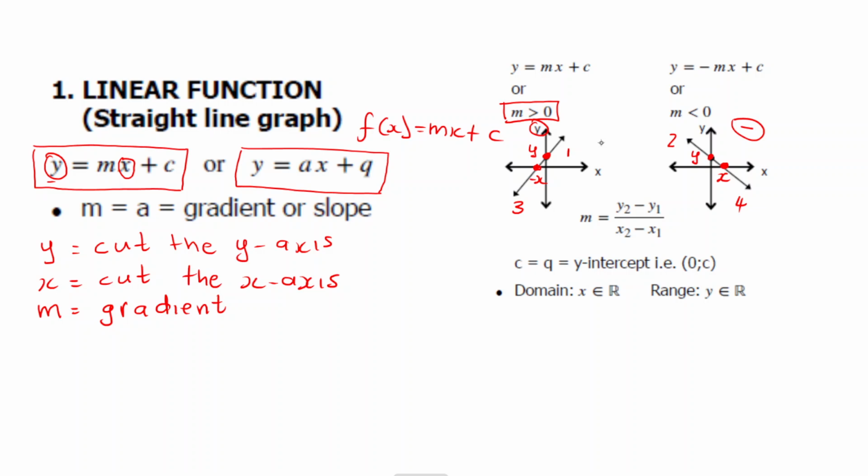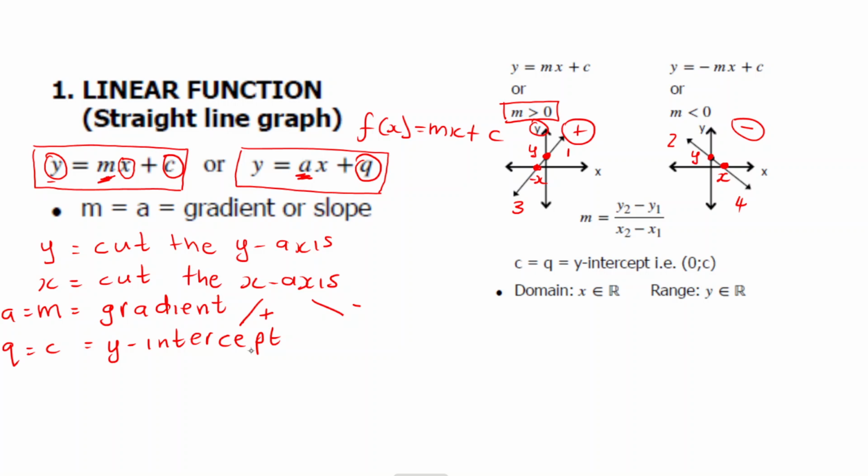So the gradient can be positive or negative. If the slope is like this, that gradient is positive. If the slope is like that, that gradient is negative. That is what is represented by the m, or sometimes the a. The a and the m represent the same thing. A is also a slope or a gradient. Now the c that you see here, or a q, they both also represent the same thing. C and q are the point where the graph cuts the y-axis. It's the same point, so you can say this is the y-intercept. It's the same thing as the point where the graph cuts the y-axis.